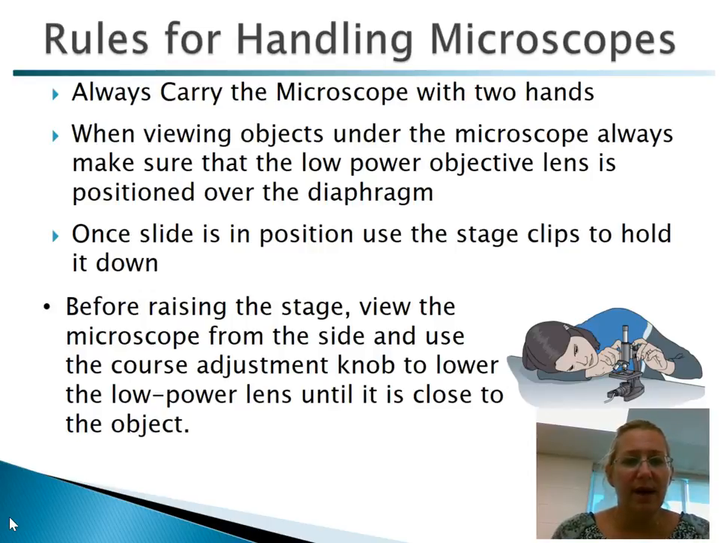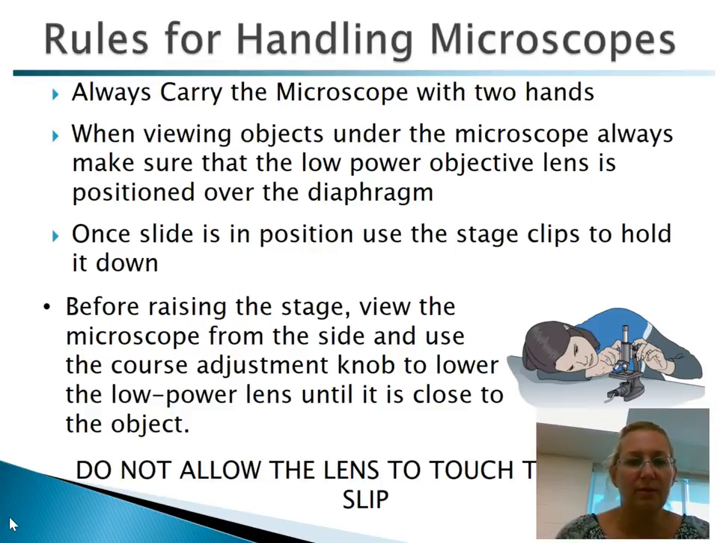Now, before you actually raise the stage, make sure you take a look at the microscope from the side. Make sure that you're holding onto the coarse adjustment knob. Make sure that everything's aligned and that it's not too close to the object. So just do a quick check to make sure that when you start to raise it, nothing's going to get in the way or crack the lens. Remember, never, ever, ever let the lens touch the top of the microscope slide or that cover slip.